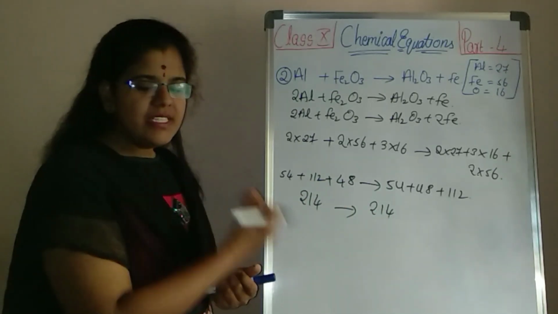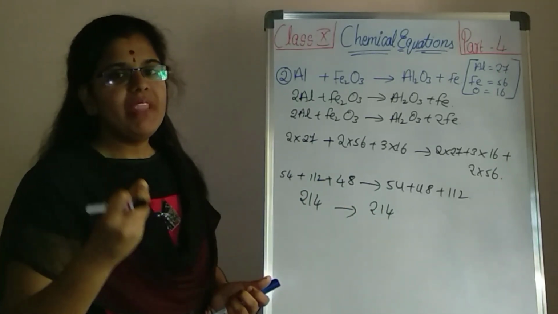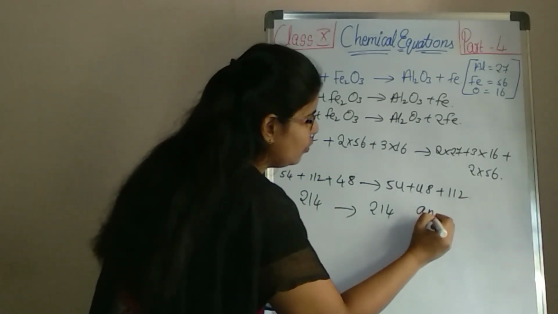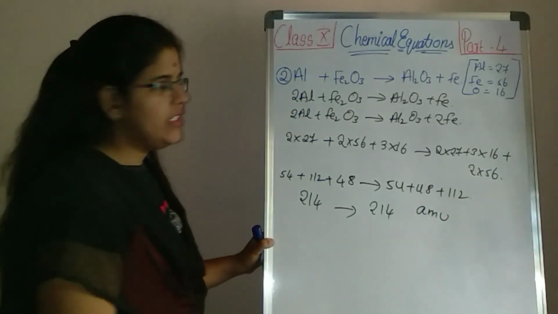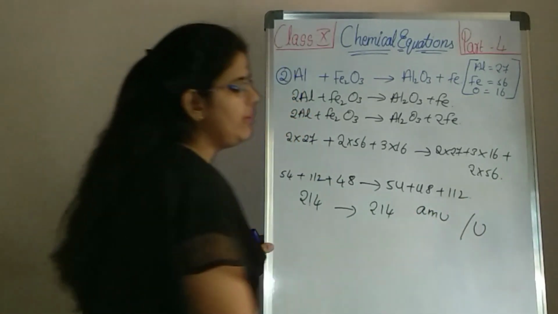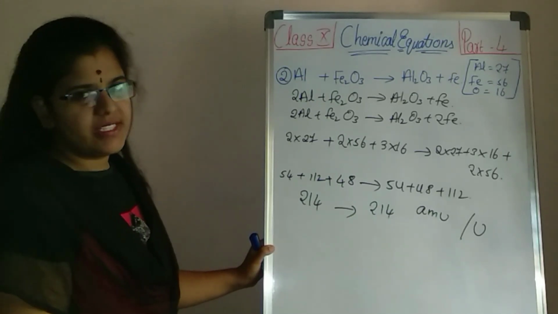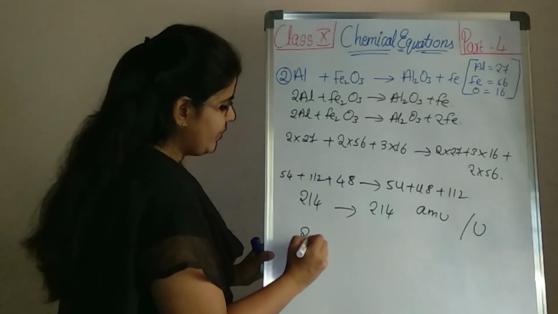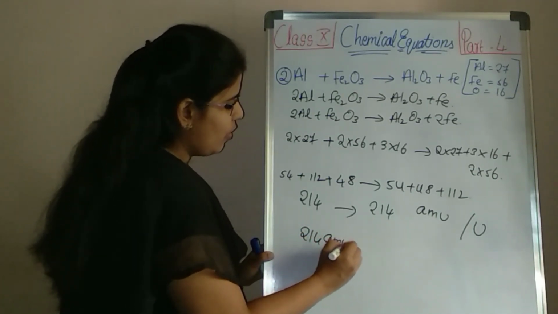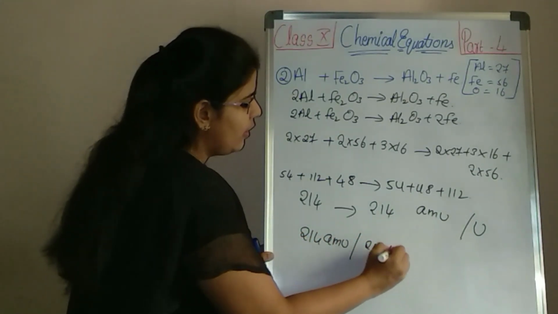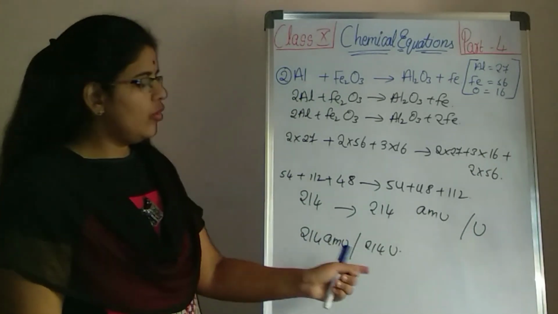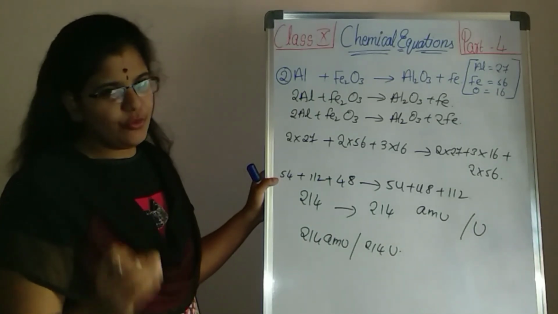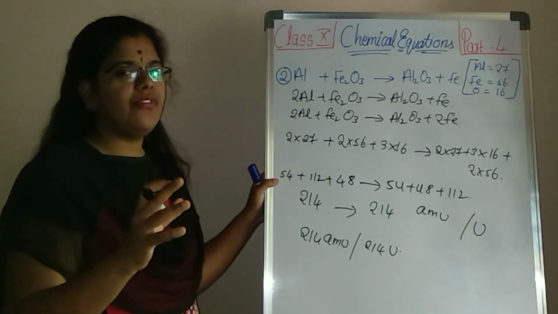These values will have some units. The units are AMU, atomic mass units, or you can simply write U, that is unified mass. In these two notations you can write it like this: 214 AMU or 214 U. AMU means atomic mass unit and U means unified mass.